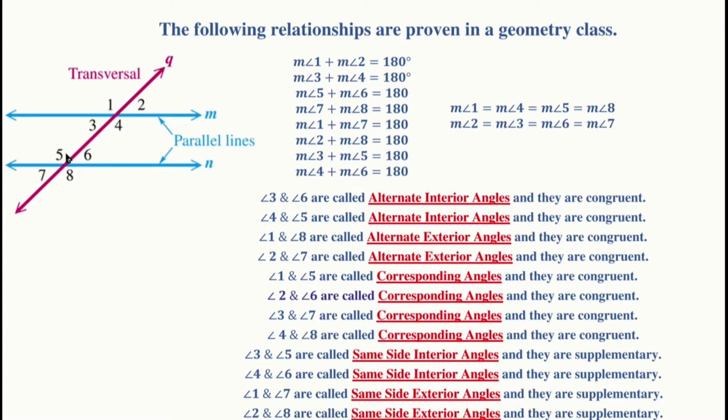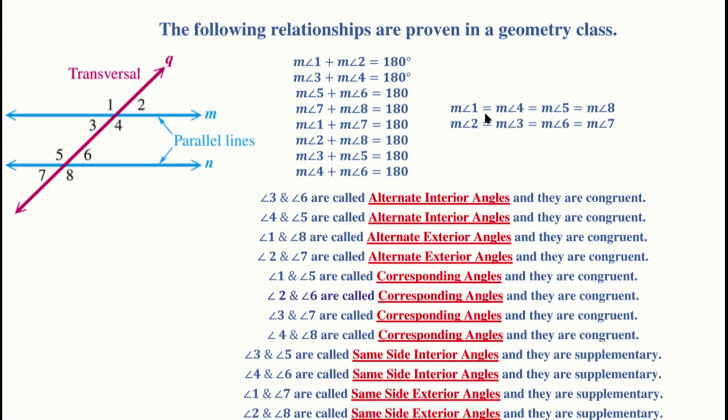Now, 3 and 5, these are called same side interior angles. Interior meaning within the interior region between these two parallel lines. 1 and 7 are called same side exterior angles. 4 and 6 would again be same side interior angles. 2 and 8 would be same side exterior angles, right? So we can see that same side interior angles as well as same side exterior angles are always going to be supplementary. That means their measures are going to add up to 180.